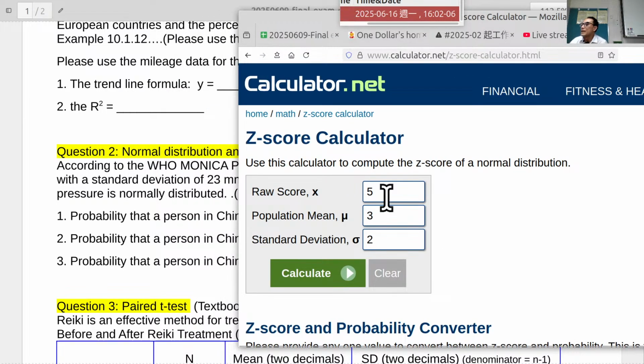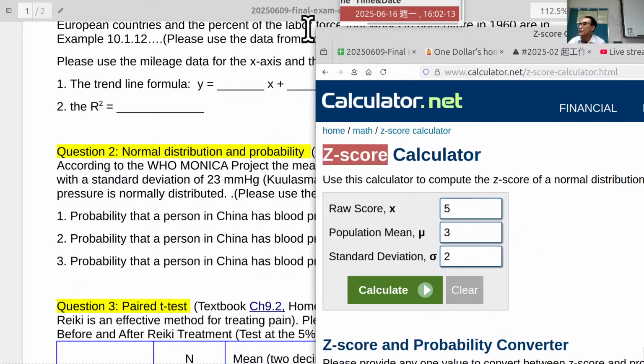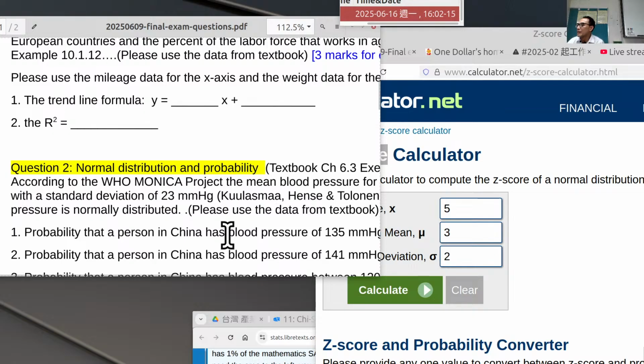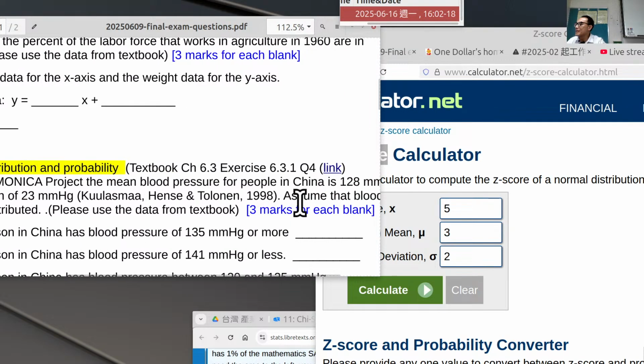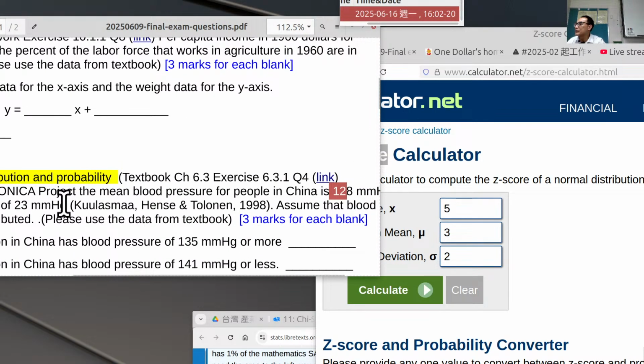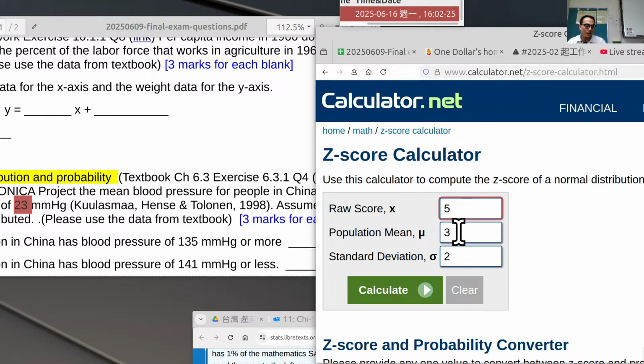And now here is to calculate the z-score. Z-score, okay. And how to do that? The first one, the mean is here, 128. The standard deviation is 23. Type that. The population mean, that is 128. Okay. I'm going to send this website to you.